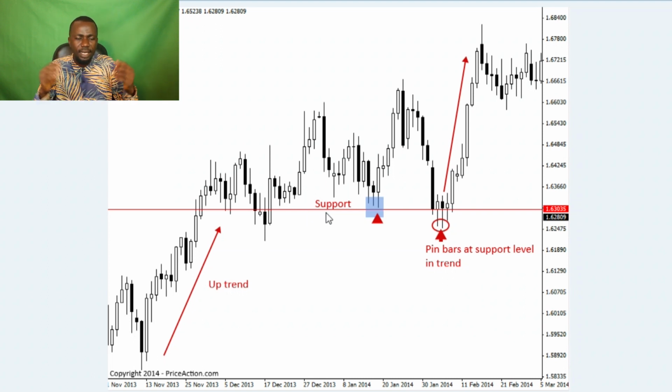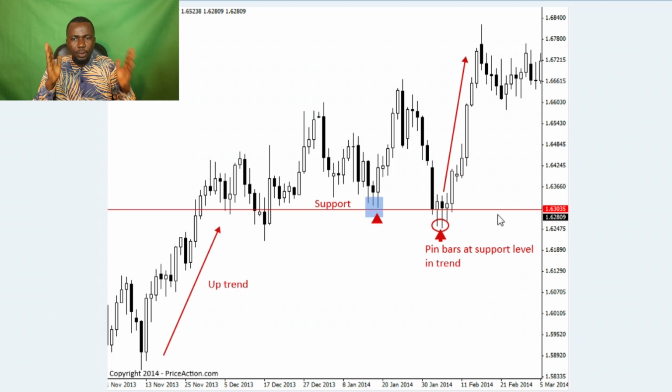Remember, always trade in the direction of the trend. So as you can see clearly, the price is respecting the support level, and that is why I said in an uptrend you only trade at the support level, while in a downtrend you only trade at the resistance level. So like I said before, in a ranging market, both buyers and sellers can exchange price.